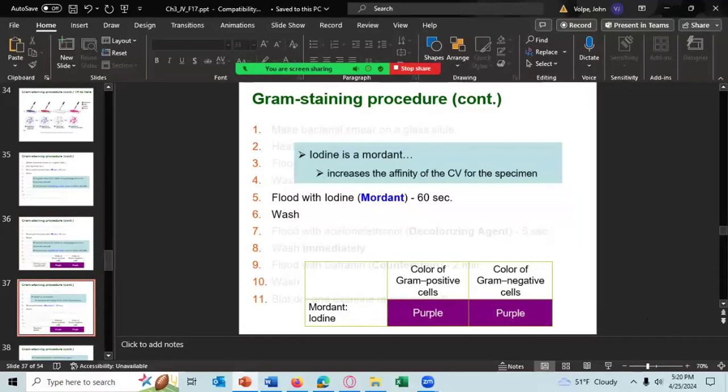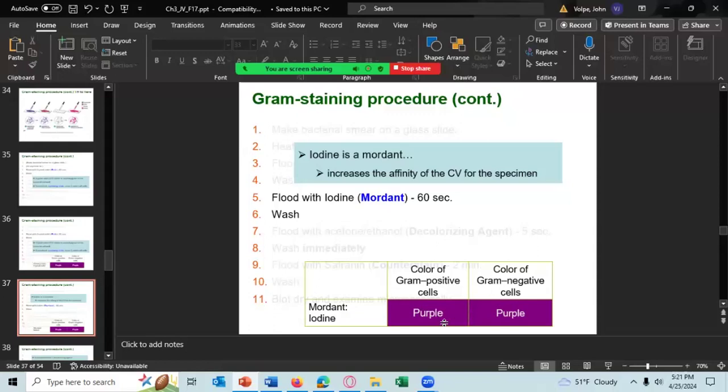You then apply iodine. Gram's iodine is a mordant. It increases the affinity for the crystal violet. For the specimen, the Gram's iodine actually complexes with the crystal violet, making a larger molecule. You apply the Gram's iodine for 1 minute, and then you dump it off and then wash gently with cold water. Once again, after the application of the mordant, the color of the gram-positive and gram-negative cells will be the same. It'll be a purple color, meaning the blue-purple has changed to a little more purple color.